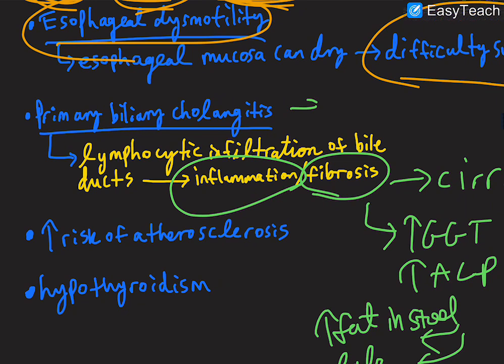And another quick one is that you can also have AMA, anti-mitochondrial antibodies. This is different from primary sclerosing cholangitis, because that's when you get inflammation and fibrosis of your intrahepatic and extrahepatic bile ducts, and that's associated with ulcerative colitis. Remember that too, and P-ANCA. But we'll talk about all this in the GI playlist.